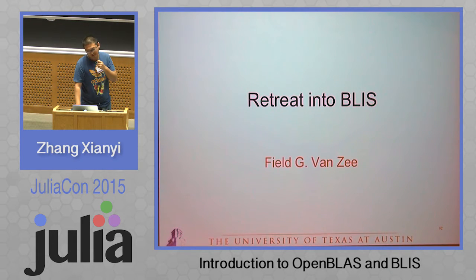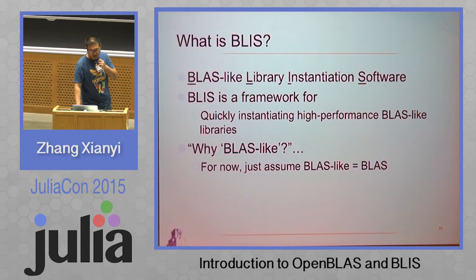Okay, lastly I will talk about the BLIS project. The BLIS project was created by Field, so I just borrowed the slides from Field. What is BLIS? BLIS stands for BLAS-like Library Instantiation Software. BLIS is a framework for quickly instantiating high-performance BLAS-like libraries. And for now, just assume BLAS-like is equal to BLAS.